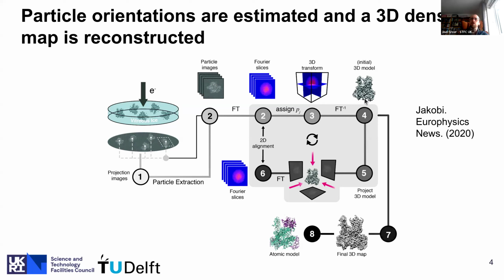And then you can repeat this process, iteratively refining the alignments and orientations of your particles until you have a reconstructed 3D density map, i.e. one of these, which is at high enough resolution for you to either be happy with it or perhaps start building an atomic model into it. Okay.